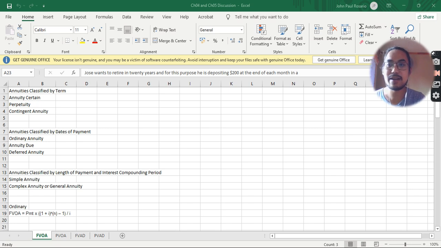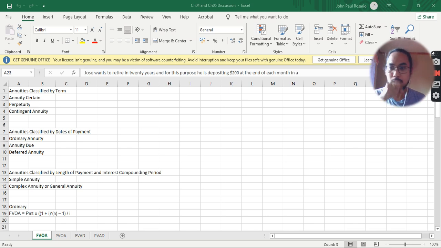For annuities classified by dates of payment, so we have ordinary annuity. By ordinary annuity, it means that your payments occur at the end of each period or at the end of each compounding period. So when the compounding period is monthly, the payment occurs at the end of each month. For annuity due, the payment occurs at the beginning of each period, so if the compounding period is monthly, your payment occurs at the start of each month.